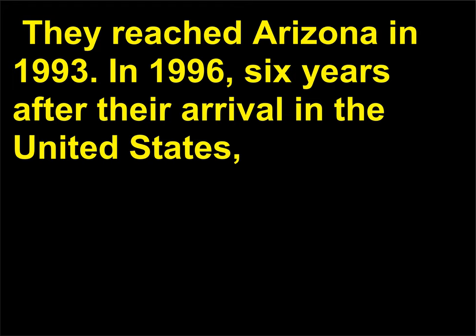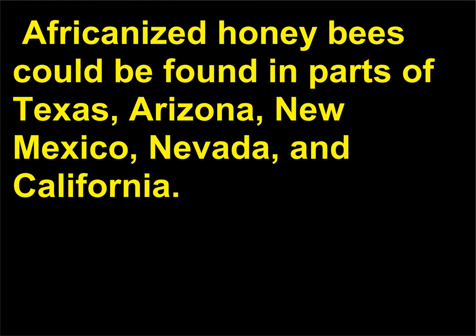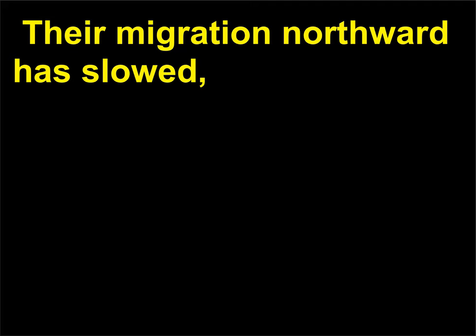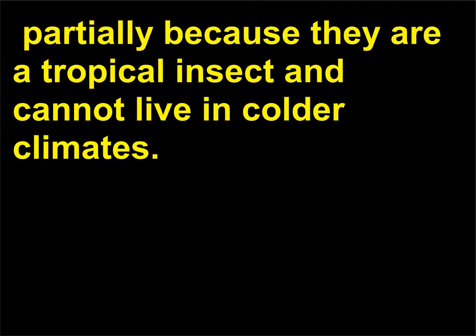They reached Arizona in 1993. In 1996, 6 years after their arrival in the United States, Africanized honey bees could be found in parts of Texas, Arizona, New Mexico, Nevada, and California. Their migration northward has slowed, partially because they are a tropical insect and cannot live in colder climates.